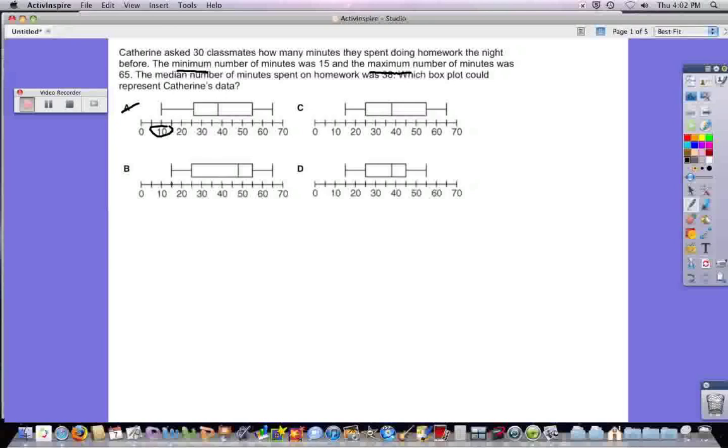You go to B. Is this at 15? Yeah, it is 15. So that part checks out. Is this at 65? Yes, that part checks out. Is this at 38? No, because 38 isn't between 40 and 50. So it cannot be B. Then this is 15. Yep. This is 65. Yep. This is 38. Well, looks like it could be, yeah. But I want to eliminate D. That's 15. That's not 65. That is 55. So our answer is C. Very simple.